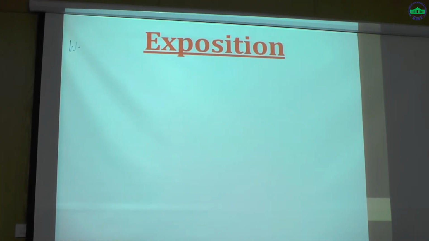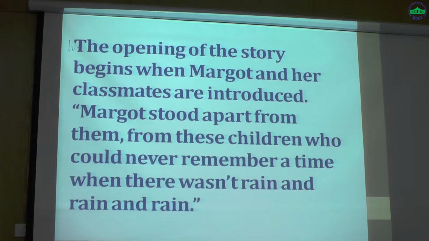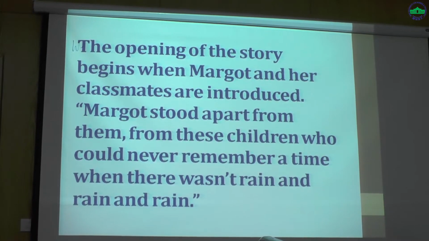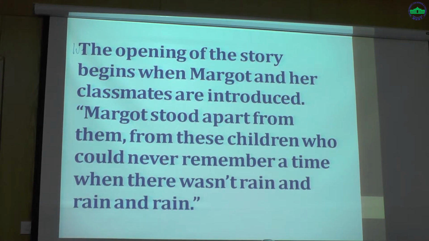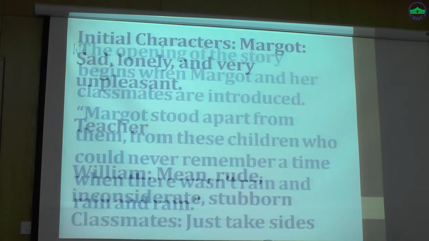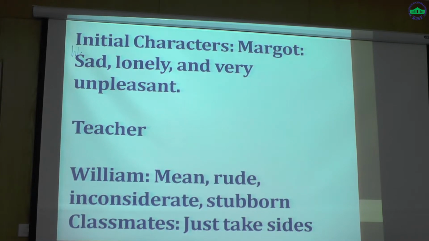Again, the exposition. The opening of the story begins when Margot and her classmates are introduced. "Margot stood apart from them, from these children who could never remember a time when there wasn't rain and rain and rain." It's a quote from the story. Initial characters: Margot. How does she look? Sad, lonely, unpleasant. We have the teacher, who is trying to contain the girl, to be friendly. But William is mean, rude, inconsiderate, racist. He attacks Margot because she is different.